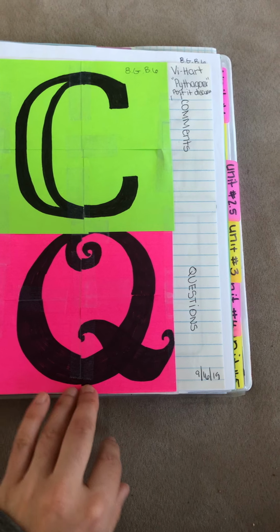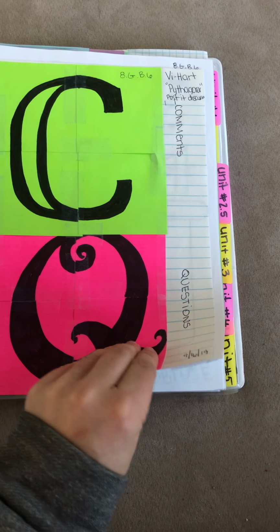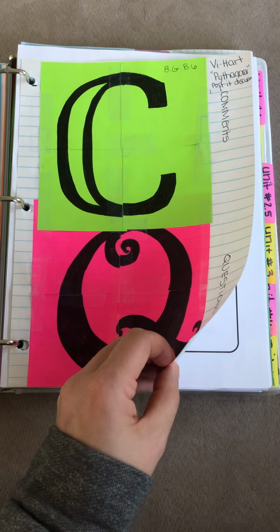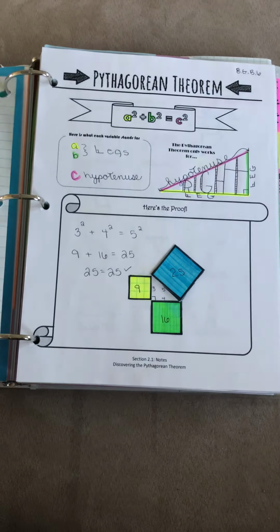So Unit 2, we did this big comment question after a video about Pythagoras. Remember when he stole beans or something? He was weird about beans.